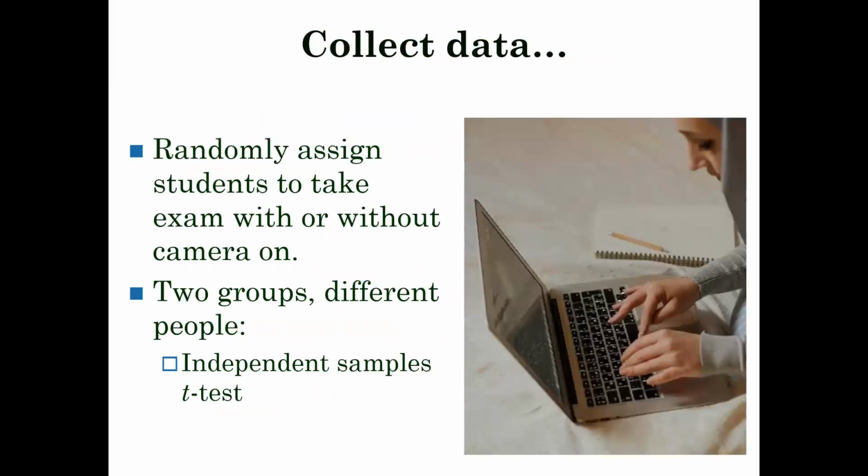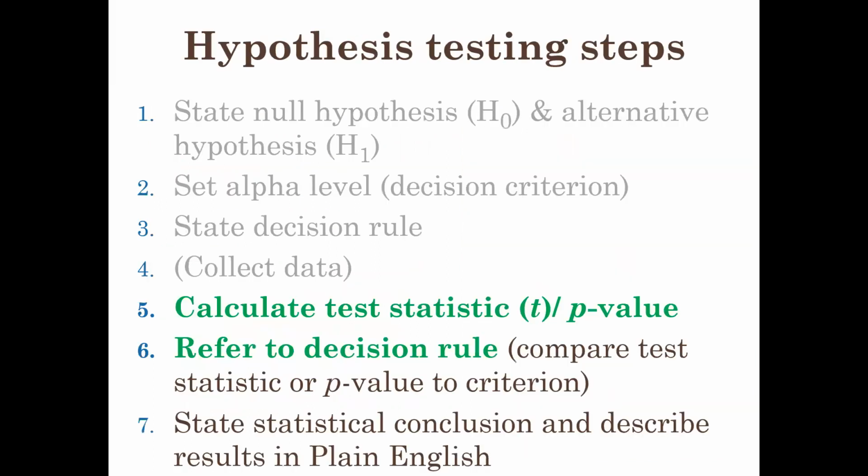After we determine our sample size, we collect data. We randomly assign students to take the exam with or without the camera on. Because they're two groups of different people, we use an independent samples t-test to analyze the data. We calculate the test statistic and p-value. In this case, we let SPSS, or actually Jamovi, which is what I used for this exam, figure this out. And we refer to our decision rule.